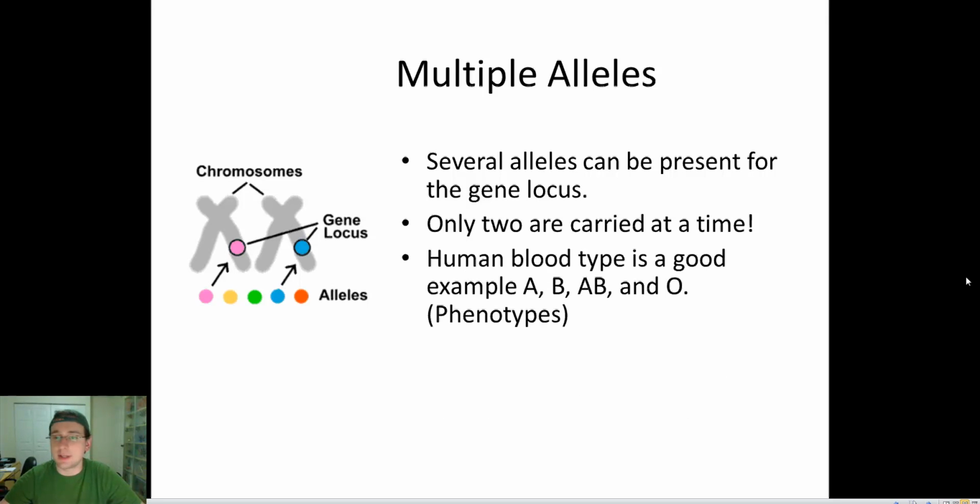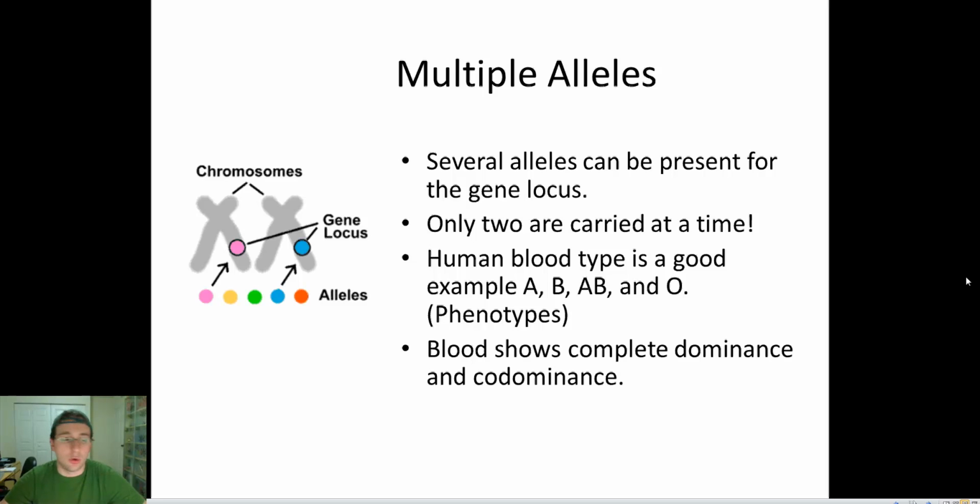Human blood type is a perfect example, where we have 3 different variations of the alleles. We have the A, the B, and the O. And then we have the AB, which is a combination of A and B. We're going to talk about that. So the blood shows complete dominance and codominance, and I'll explain what that means in a second.